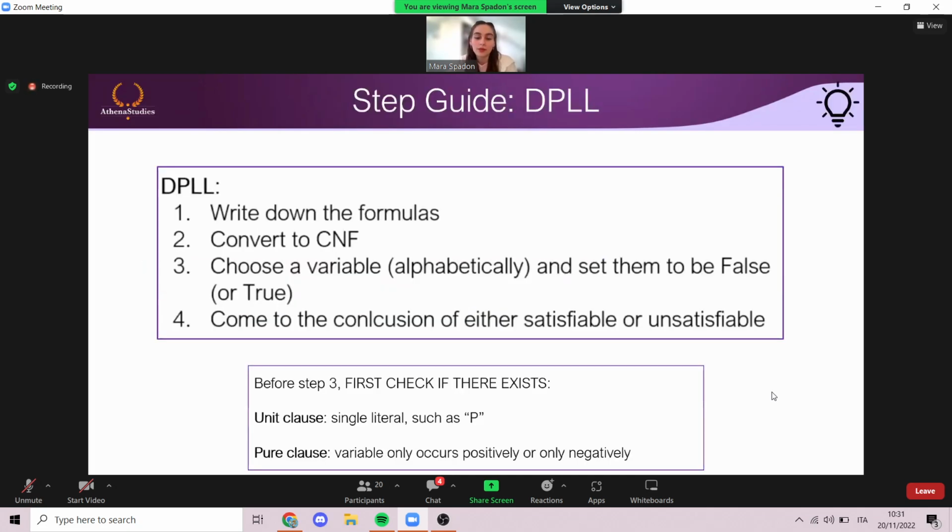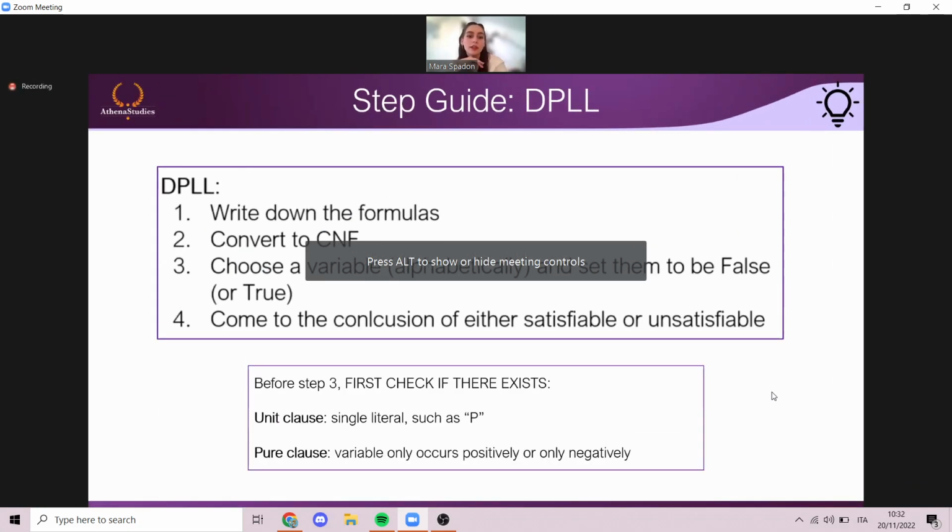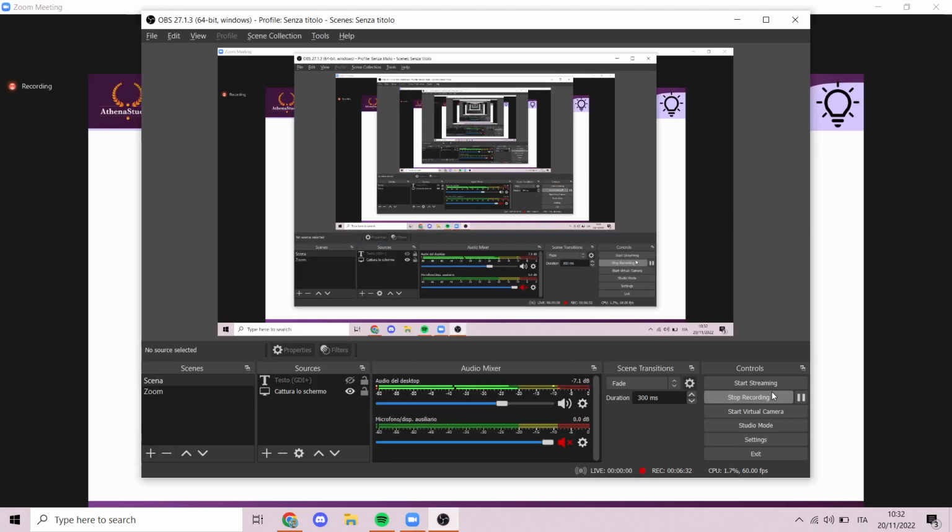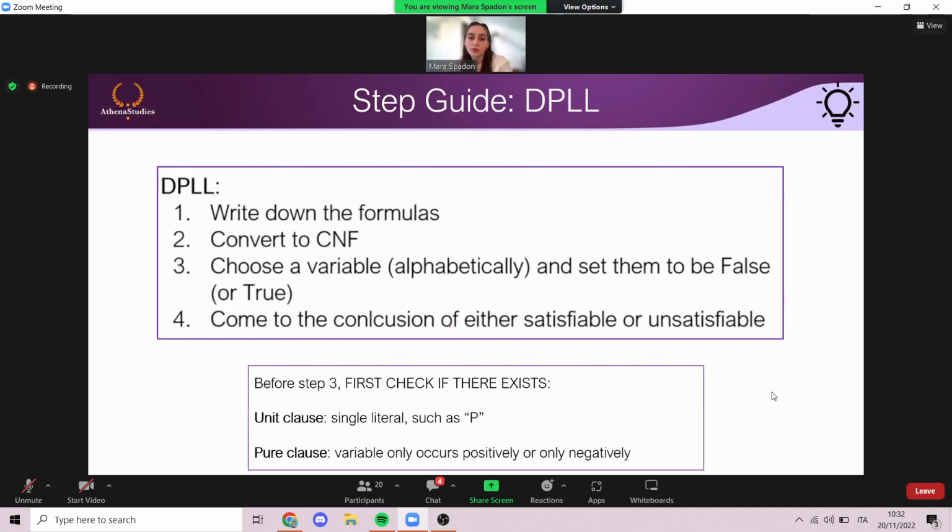In order to use DPLL, we have a little step guide. First you write down the formulas you have, then you convert it to CNF. As you can see, this is just one step in the DPLL process, and there you have your little step guide for CNF. Then you choose a variable, it could be alphabetically, and you set it to false or true. Then you have to come to the conclusion if it's satisfiable or unsatisfiable. For step 3, if there are no unit clauses or pure clauses, then you just choose alphabetically. But if there are, then you choose that one.